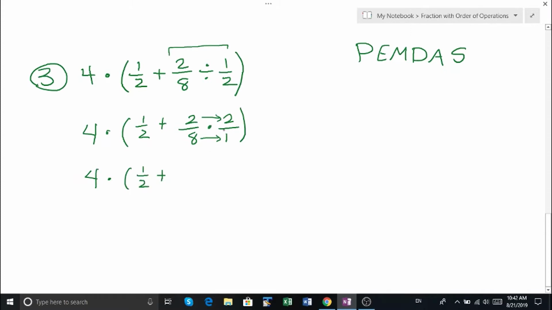So 2 times 2 is 4. 8 times 1 is 8. Okay, so now here, what I'm going to do is find a common denominator, and I'm going to use the method that we used in the first example.